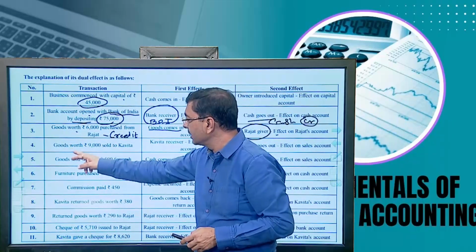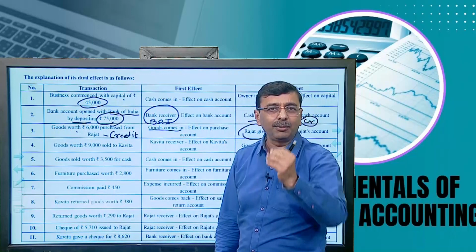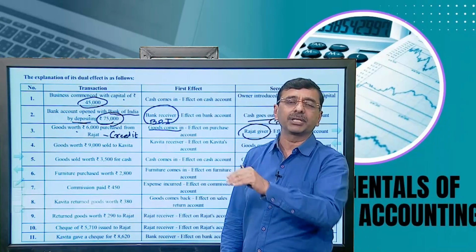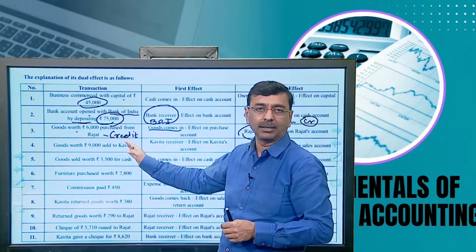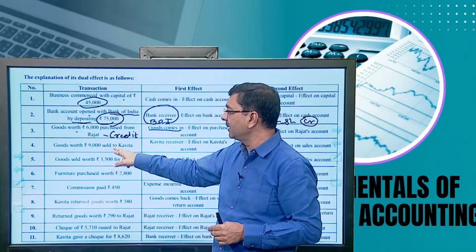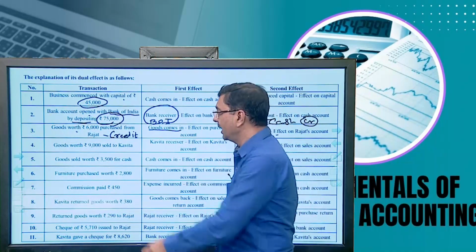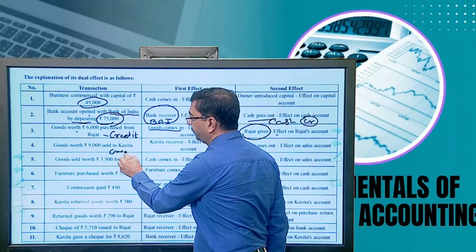Moving to the next transaction, goods worth rupees 9,000 sold to Kavita. I think you can easily imagine this transaction. Is it a cash transaction or a credit transaction? It's a credit transaction. Why? Again, the same way here, goods worth rupees 9,000 sold to Kavita, the name is mentioned and the cash is not mentioned. So that's why it's a credit transaction.